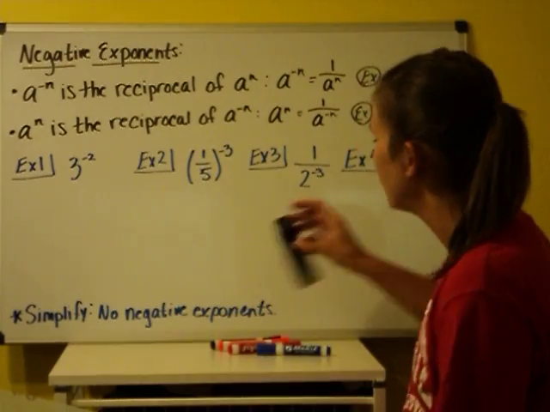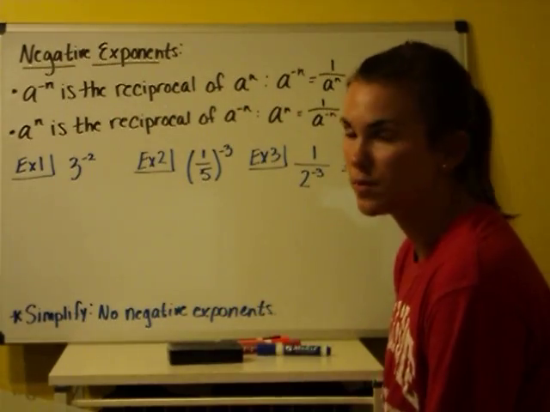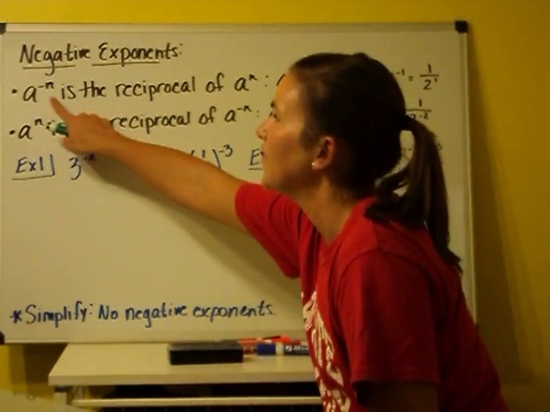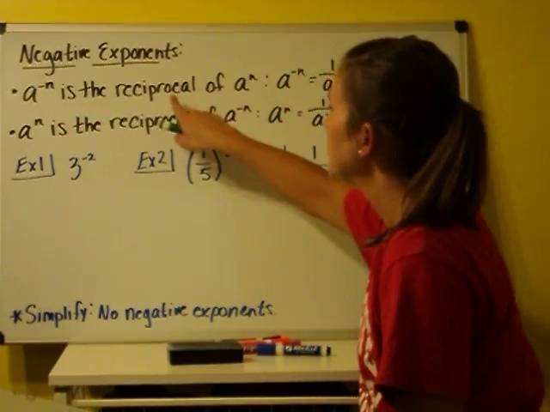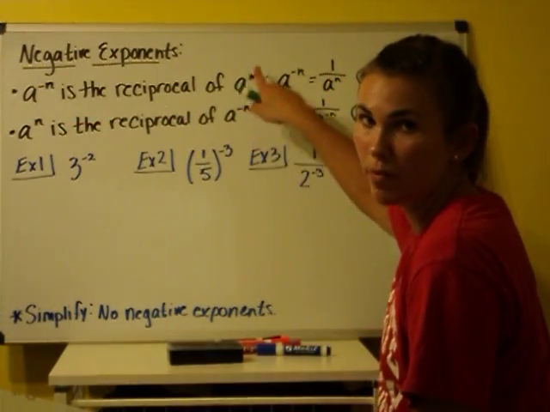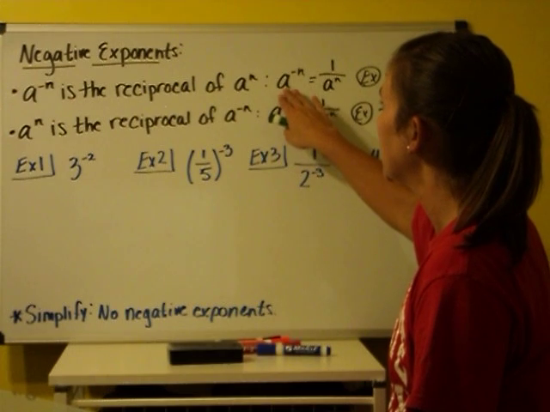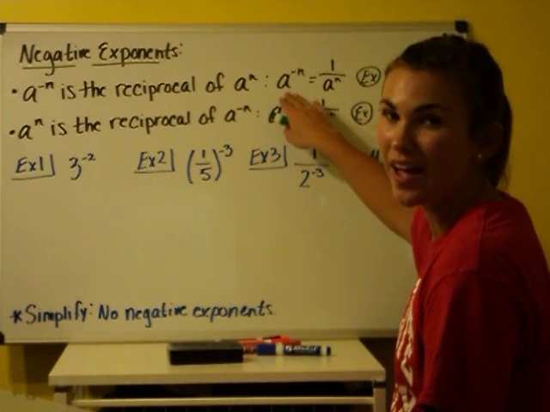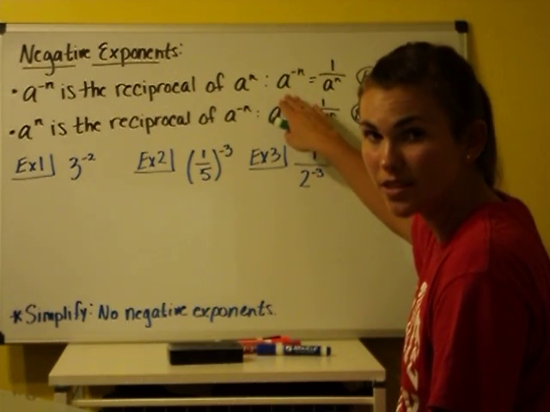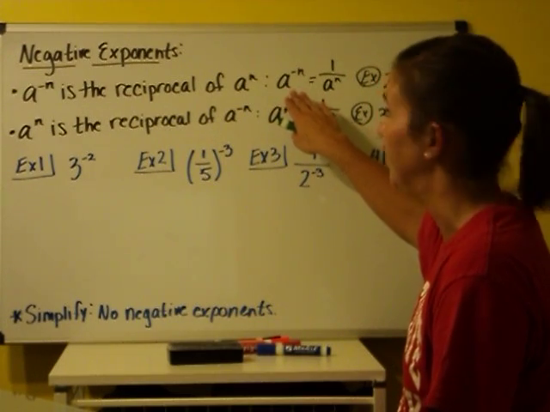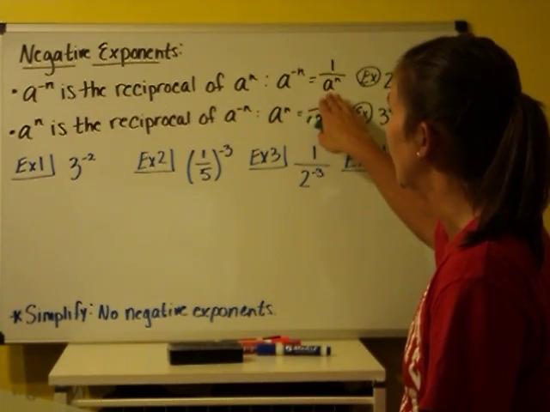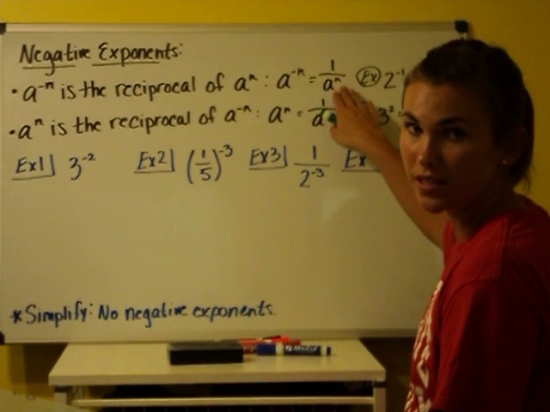So here we have numbers with exponents. If we have a number to a negative exponent, that is the reciprocal of that same base with a positive exponent. So if we want that negative exponent to become positive, we take the reciprocal of it. So we put 1 over that same base and the positive exponent.